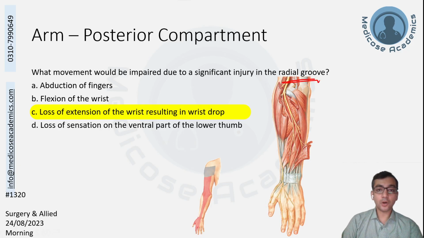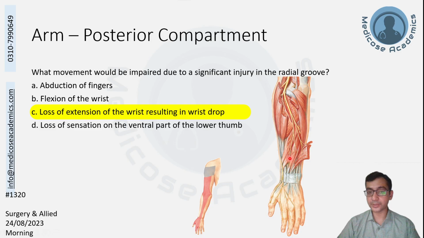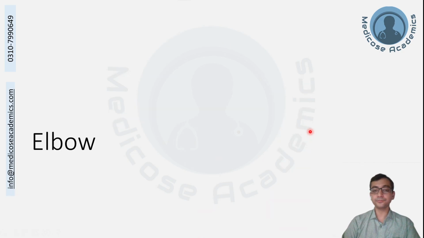So all of these muscles on the posterior aspect of forearm will be paralyzed, and that will lead to the loss of extension of wrist, fingers and the wrist joint and so on.